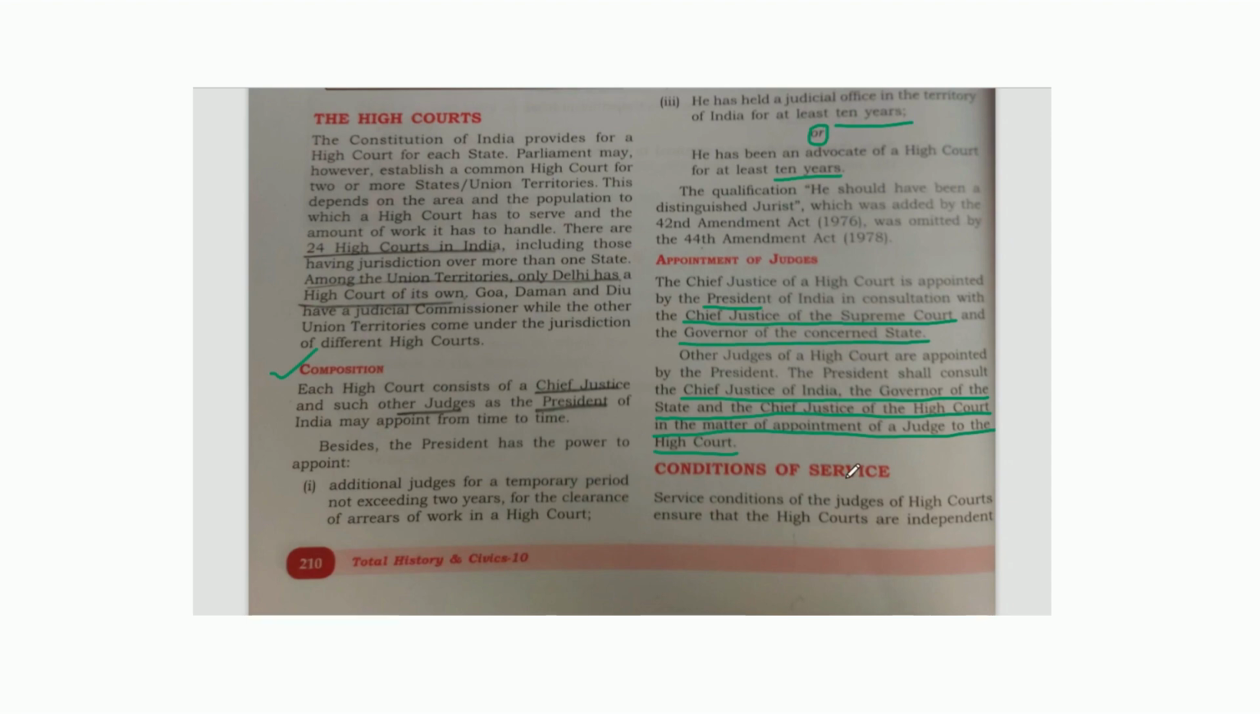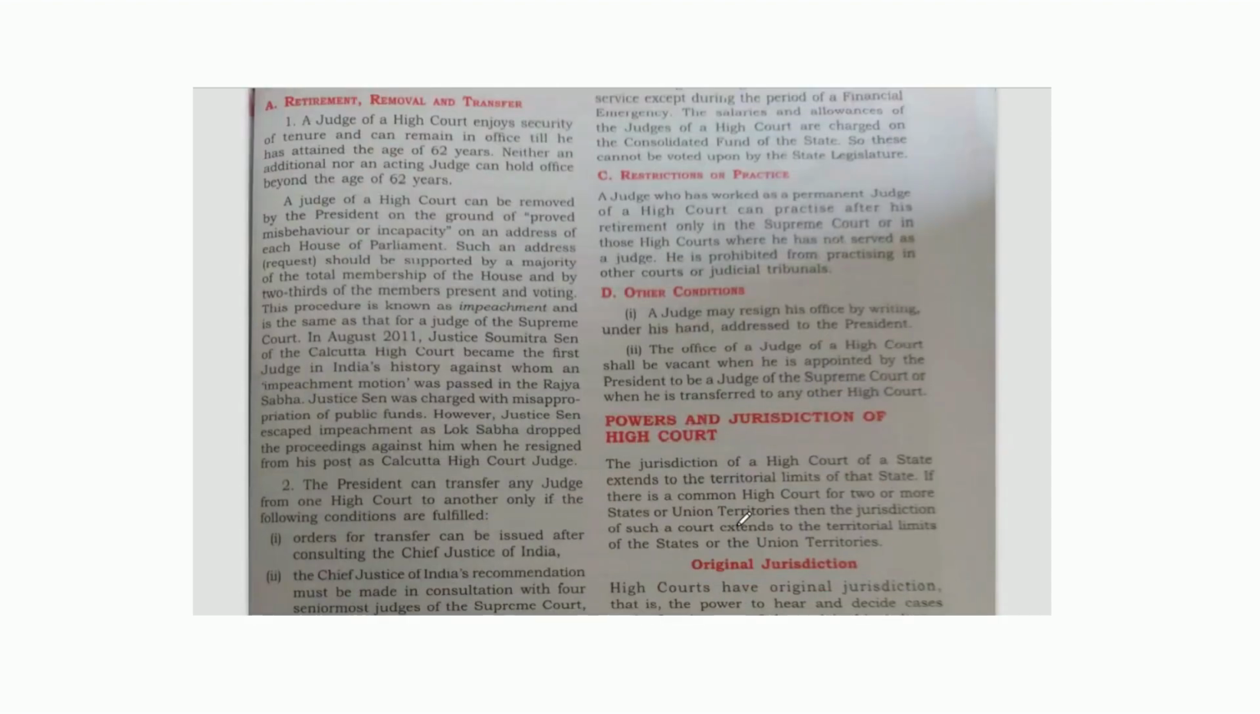Conditions of service you are not supposed to do, so you can cancel it out. Hence the cancellation starts. Retirement, removal and transfer also you really do not need to do, children, but first paragraph I would really like you to read, that a judge of high court enjoys security of tenure and can remain in office till he has attained the age of 62 years. So 62 is the retirement age for high court judge, whereas 65 is the age of retirement for a Supreme Court judge.